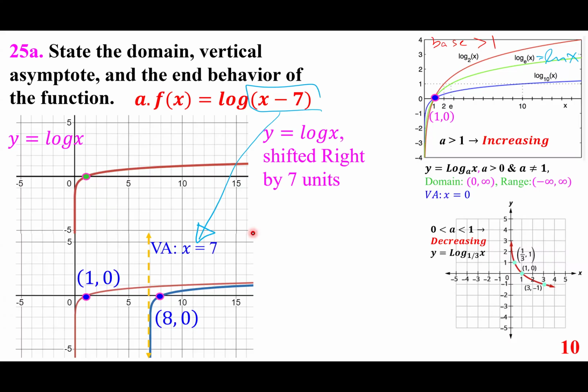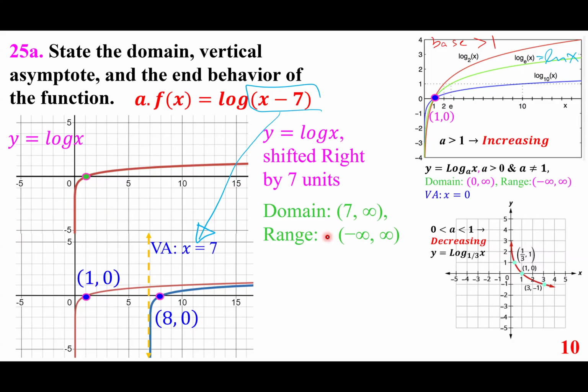In fact, if you want the domain, you set this equal to 0, x becomes 7, anything larger than 7 in this case, because it opens this way. So 7 to infinity. The range doesn't matter, it's still the same, all real numbers. So domain from 7 to infinity, range is the same as before, hasn't changed. So the range is all real numbers.